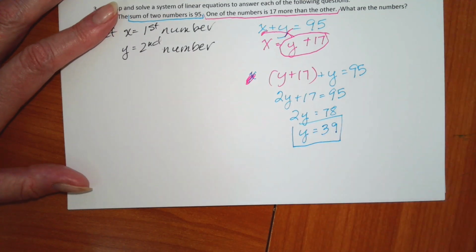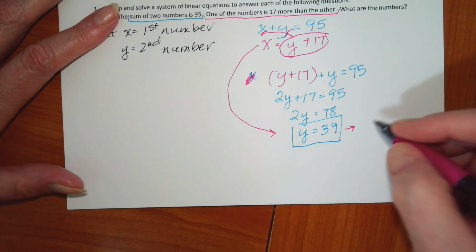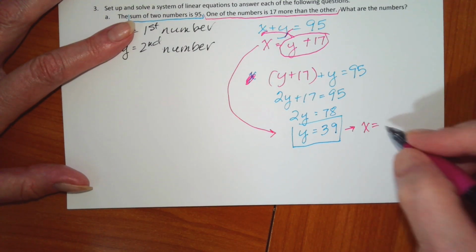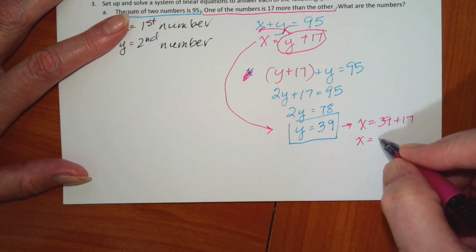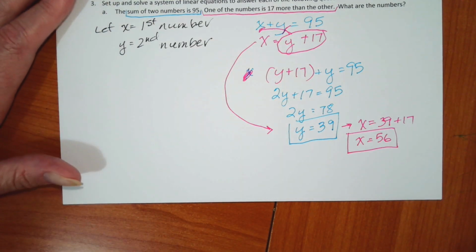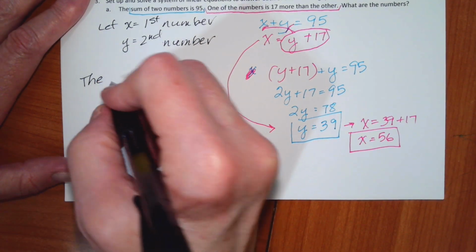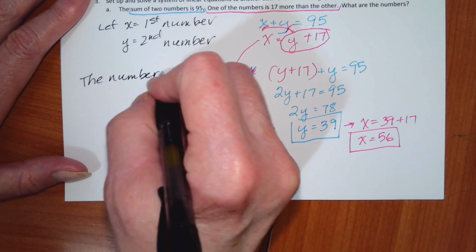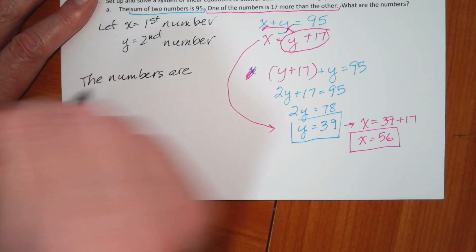Okay, so there's that. Now I'm going to take this equation along with this, and this tells me that x is equal, instead of y, 39 plus 17, which tells me that x is 56. Okay, so the numbers are 39 and 56.